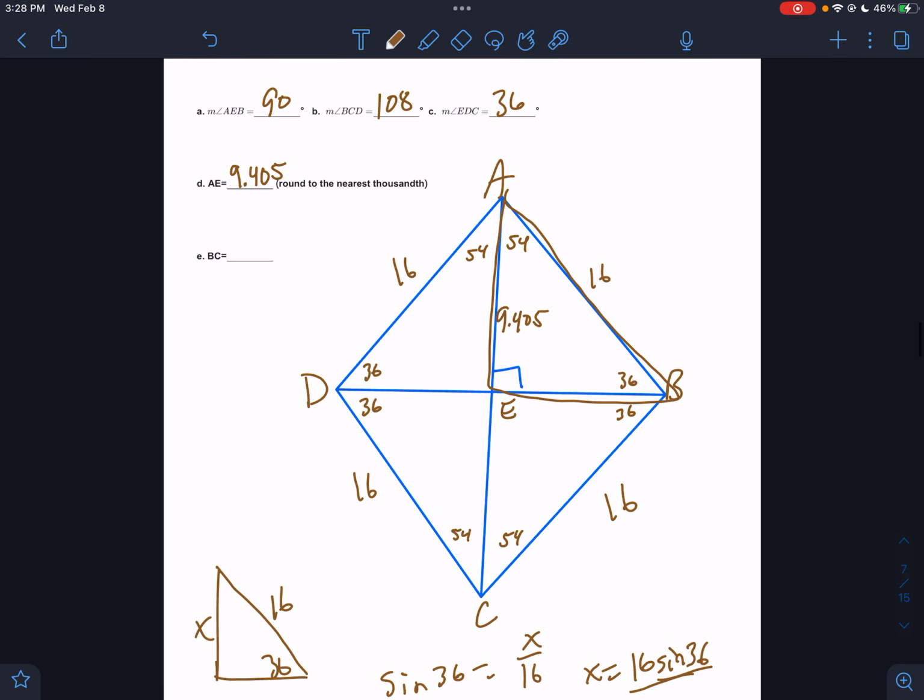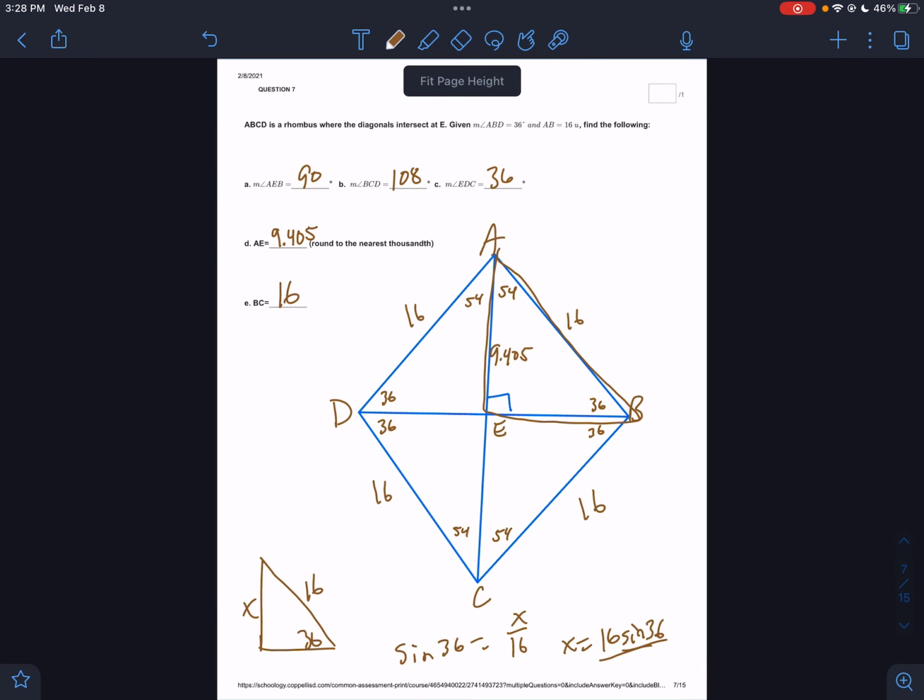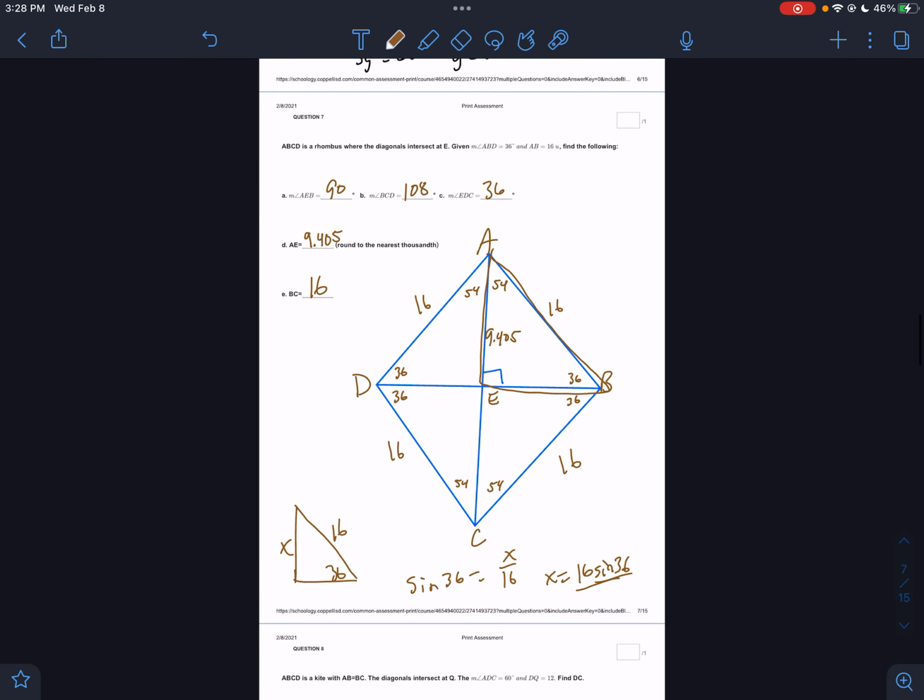And then what does BC equal? Well, that's also 16. Good question. I like that question.